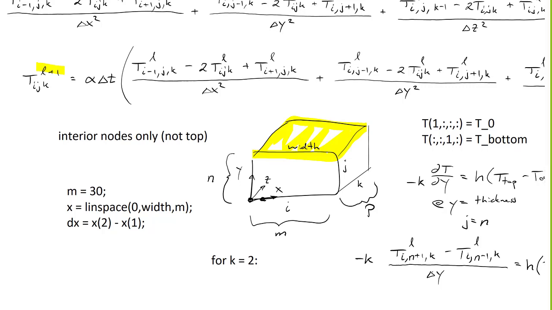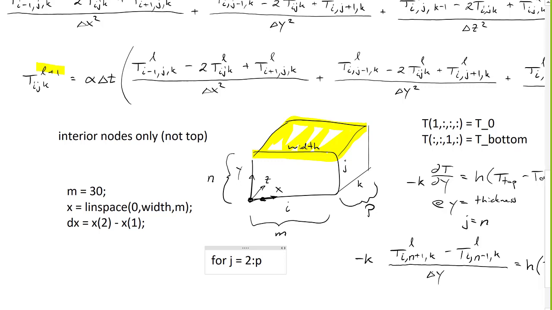N nodes tall. So we're going to look at the j index. We're going to set j, the vertical. We'll start out at 2 because we know what it is at j equals 1, and that's equal to the T bottom. So we're going to come up 2 to p, so the very top of it. Right.